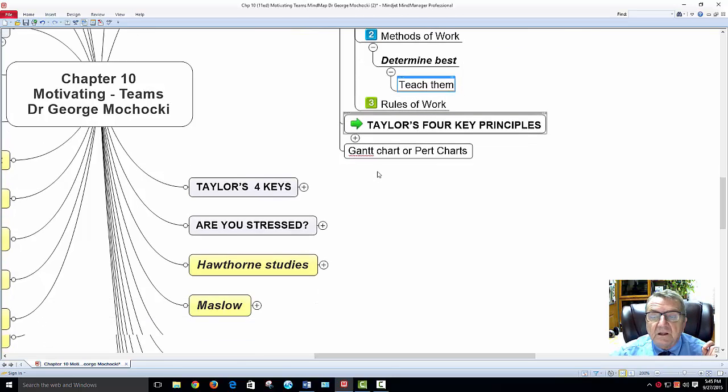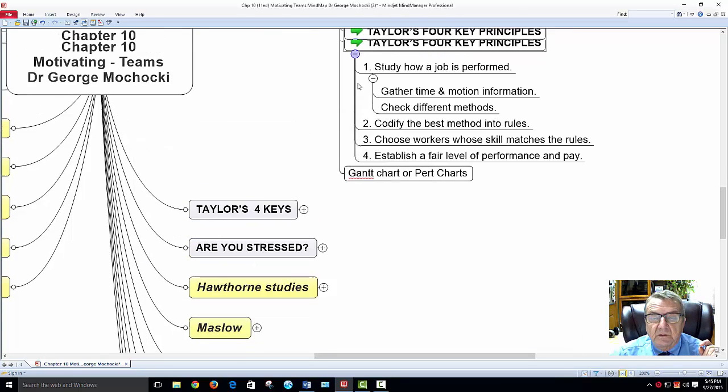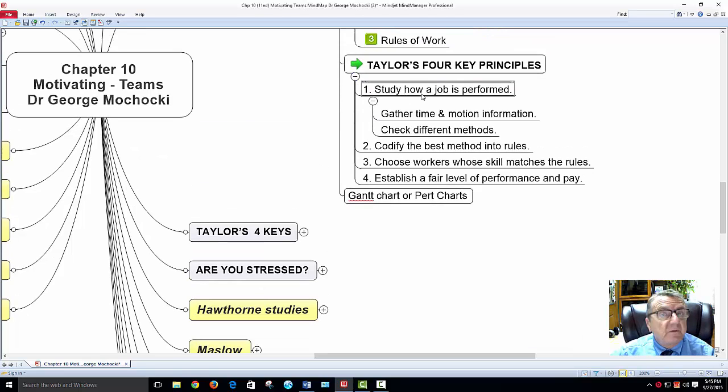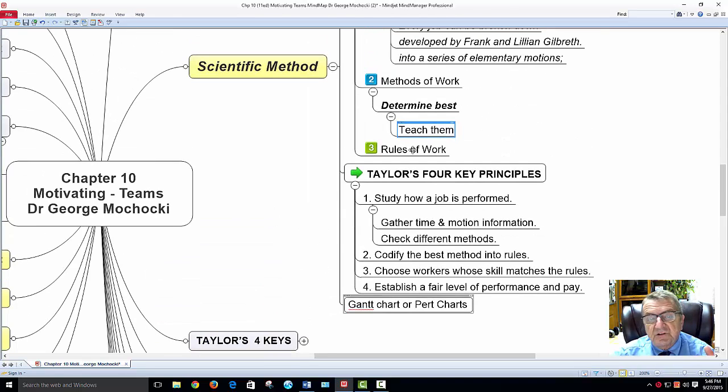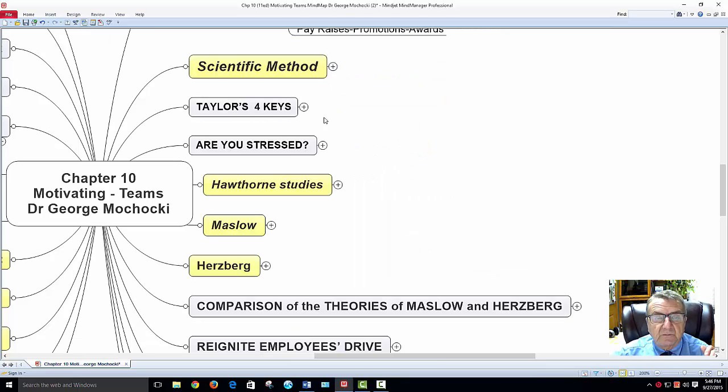Now, Taylor also had 4 key principles. Study how a job is performed, gather time motion information, check different methods, which way works well in which situation. Sometimes the equipment is better, sometimes it's better off doing it by hand. Codify the best methods into rules. Choose workers most skilled, match rules. Establish fair performance pay. You have to pay them fairly, okay? Now, the Gantt or Parker Follett charge is just another way of looking at that, which still carries over. And we'll talk about them later.